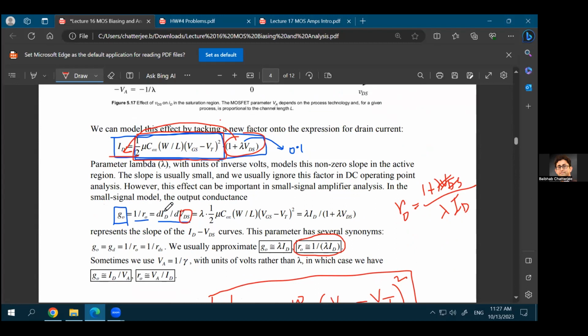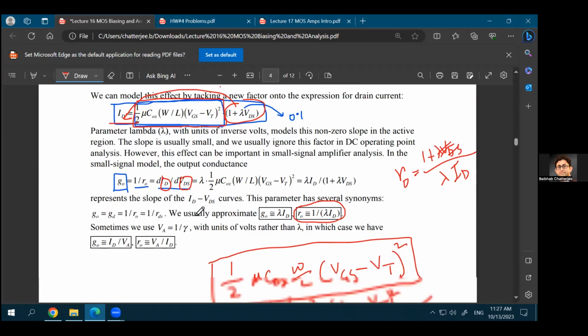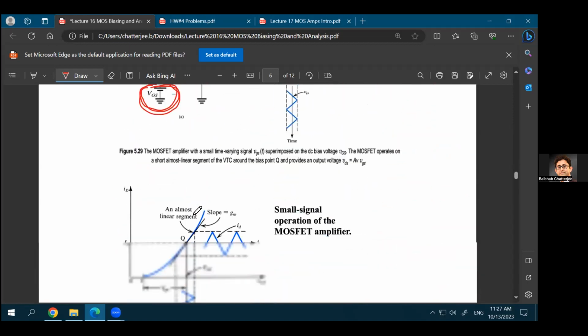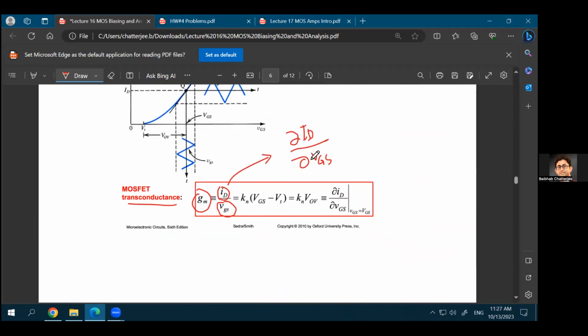Now you want a transfer quantity. You know that your output is a current, but you want to know the relation of that output current with respect to the input voltage. So that's why you will take a derivative with respect to the input voltage and not the output voltage anymore. So gm is del ID over del VGS, or derivative of ID with respect to VGS. And if you take the derivative, that is represented here. So that's your del ID del VGS.